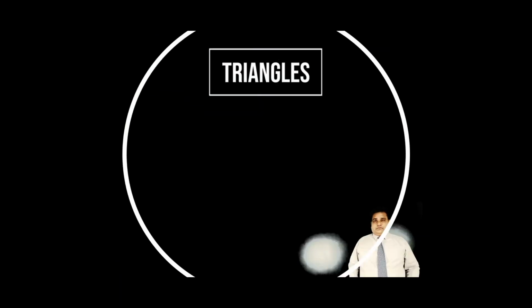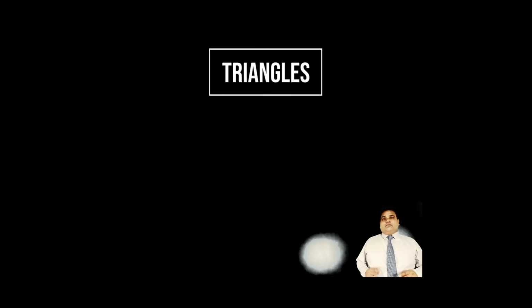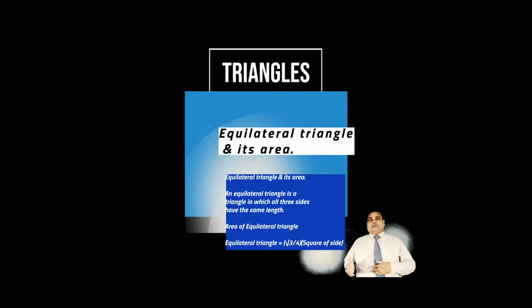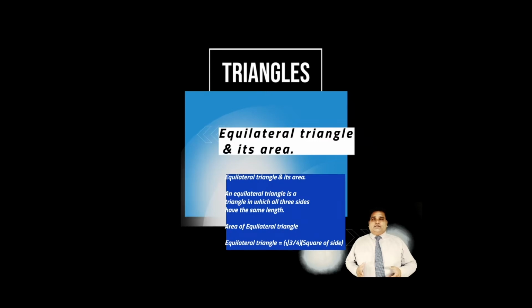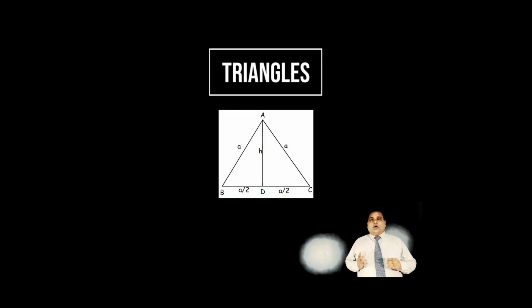Concept number 30, equilateral triangle and its area. First of all, let's understand what an equilateral triangle is. An equilateral triangle is a triangle where all three sides have the same length. Obviously, when all three sides have the same length, all three angles will be the same. In the diagram, ABC is an equilateral triangle where all three sides are the same, so the angles will also be the same.